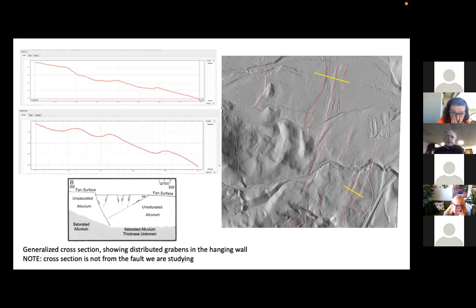Either one. Also, on the bottom one, how do we measure the offset? Right here. Okay, so the question in class was about measuring the offset of these scarps.